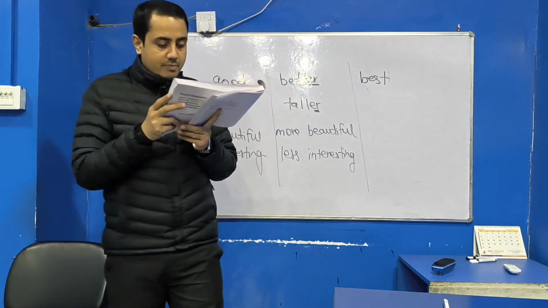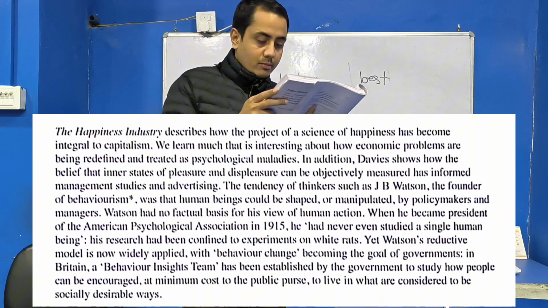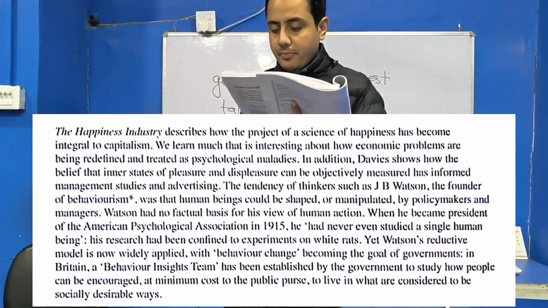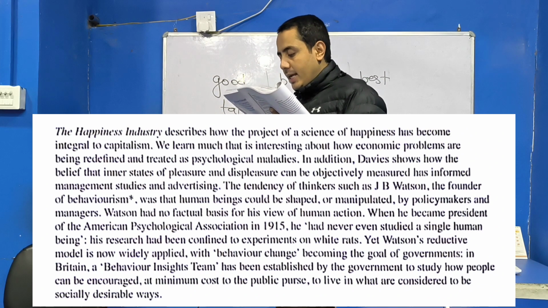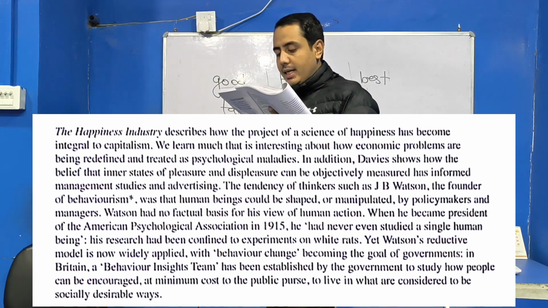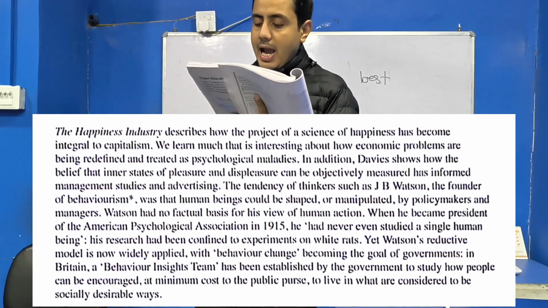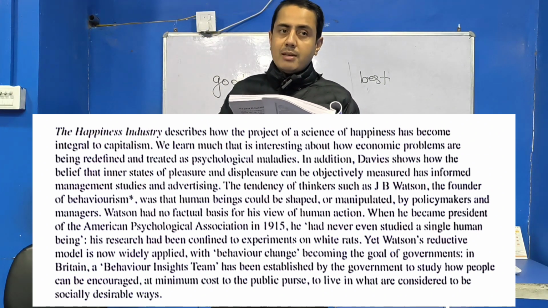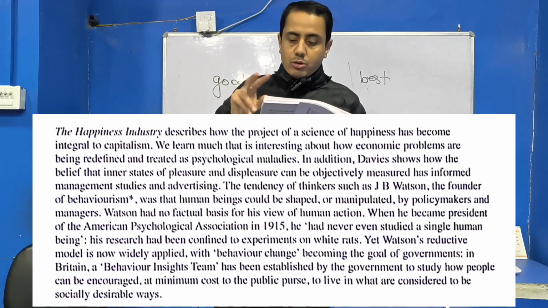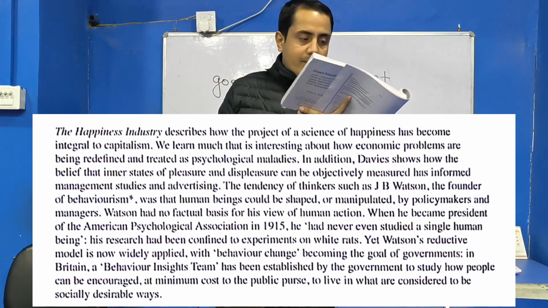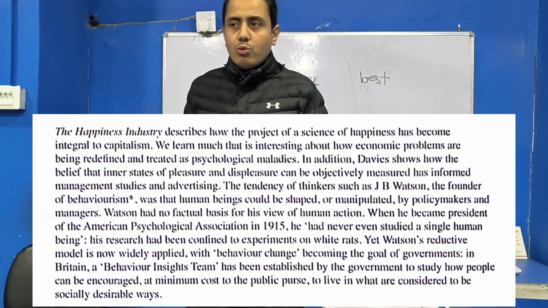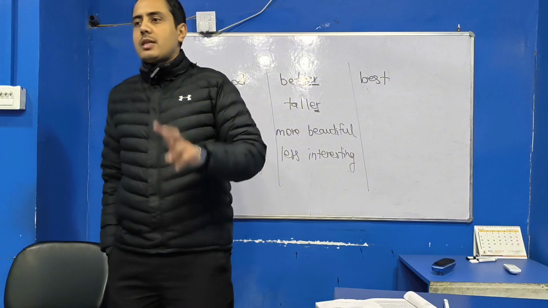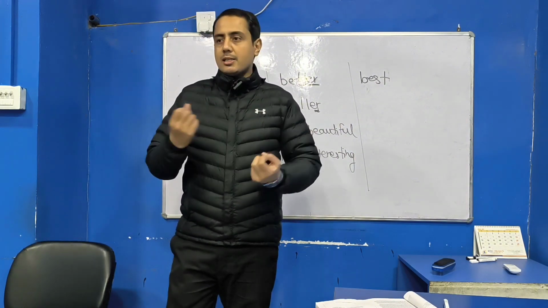Below the last answer means maybe the second last paragraph. Okay, I can see here in the second last paragraph, third line: In addition, Davis shows how the belief that inner states of pleasure and displeasure can be objectively measured. You can measure both, pleasure and displeasure as well. Has informed management studies and advertising. But which one is easy and which one is difficult? It doesn't mention that.